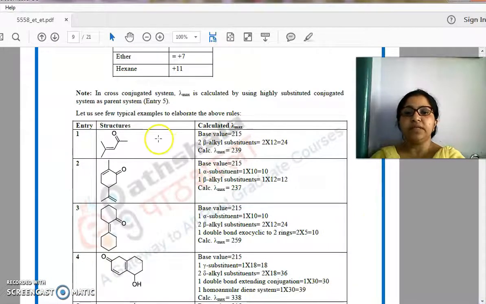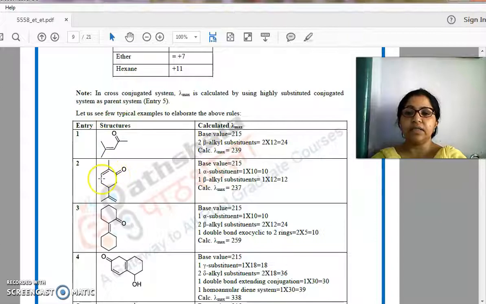Okay, so let us take some examples. What do you see here? What will be the base value? It is an alpha beta unsaturated ketone. Is it cyclic? No, it's not cyclic. It is acyclic. So the base value is 215. Now to this, you see there are two alkyl groups in the beta position. This is alpha, this is beta. So beta position means 2 into 12 is 24, and accordingly this is done. It is a ketone, remember, it's not an aldehyde.